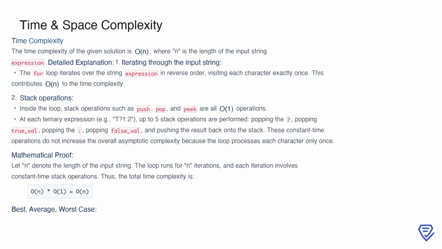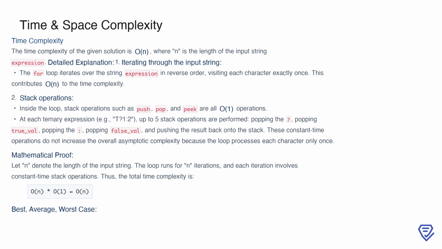The time complexity of this solution is O(n), where n represents the length of the input string expression. This is because the algorithm processes each character in the string exactly once using a single for loop that iterates in reverse order. Within the loop, various stack operations such as push, pop, and peek are performed. These operations are constant time, or O(1), and do not depend on the size of the input.